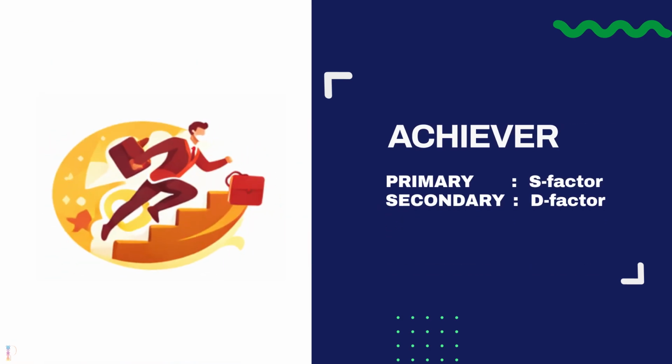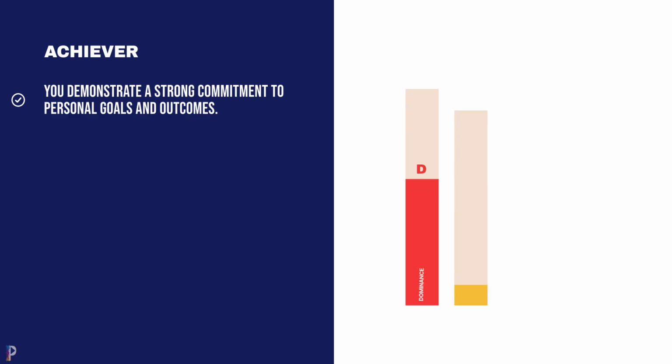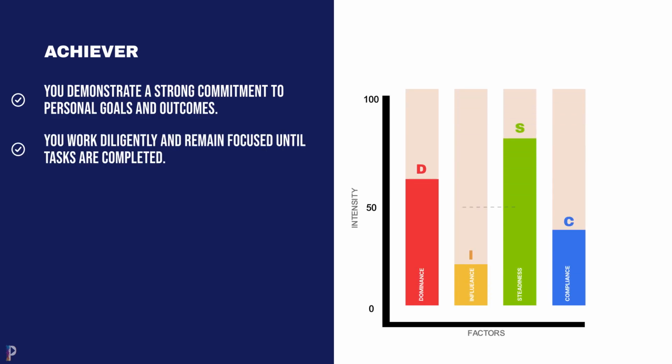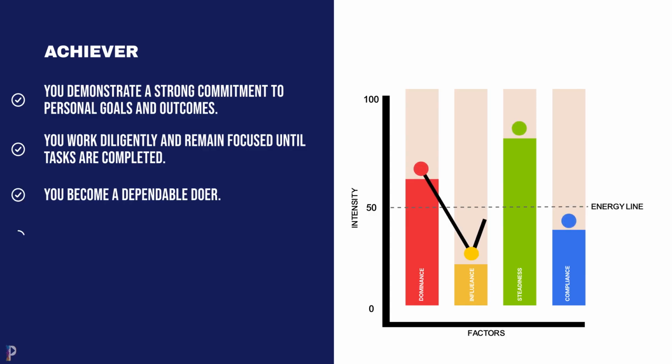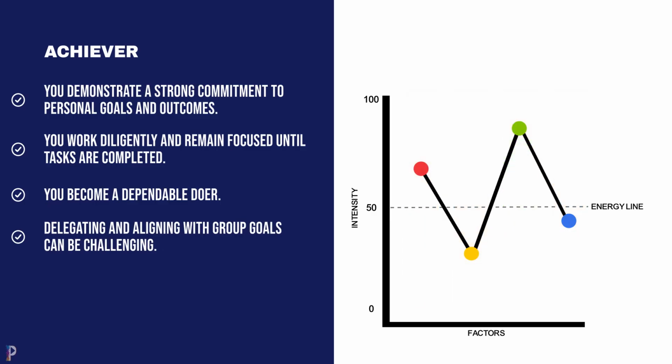If the S factor is the primary dominant factor, with the D factor as secondary, then you are the achiever archetype. You demonstrate a strong commitment to personal goals and outcomes. You work diligently and remain focused until tasks are completed. You become a dependable doer. However, delegating and aligning with group goals can be challenging.